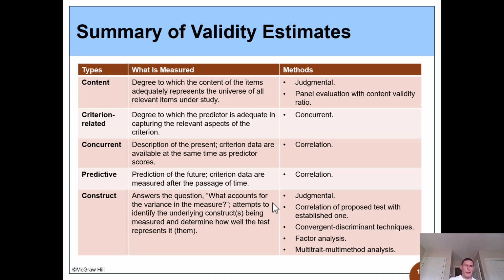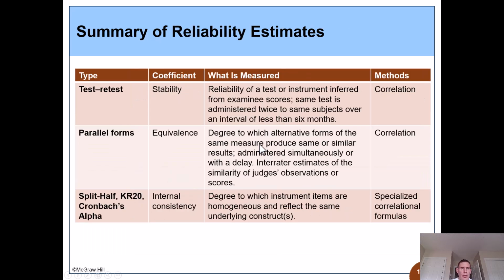So again, there are a lot of different validity types. There are different ways to measure those, not all of which are mentioned here, and then the methods by which we would seek to do so. Again, concurrency, correlational, multi-trait, etcetera, I mentioned as well. And then a summary of reliability estimates.